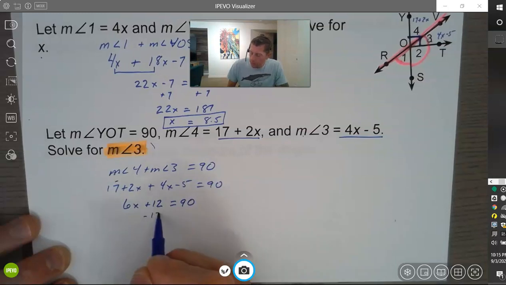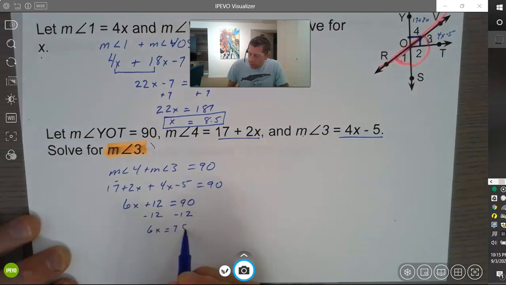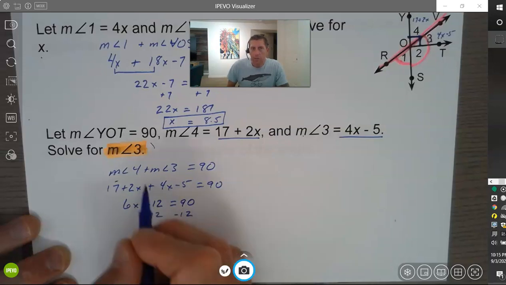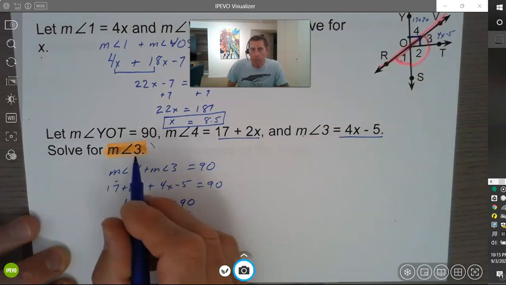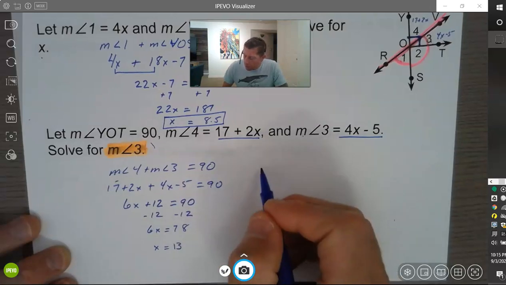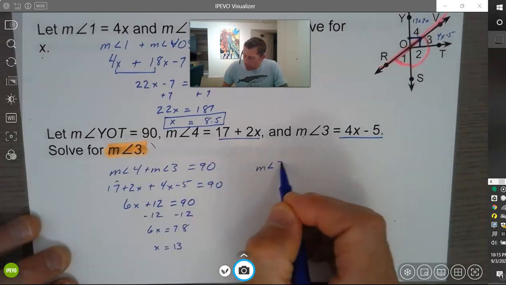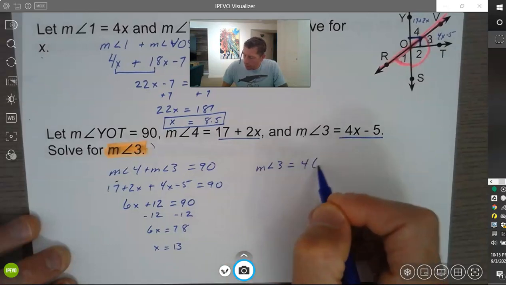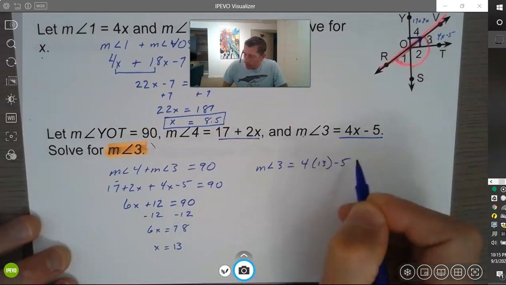I subtract 12, 6x equals 78, and x equals 13. Now I don't box this because I'm solving for the measure of angle 3. So now I have to plug x in, or substitute it in. The measure of angle 3 equals 4 times 13 minus 5.